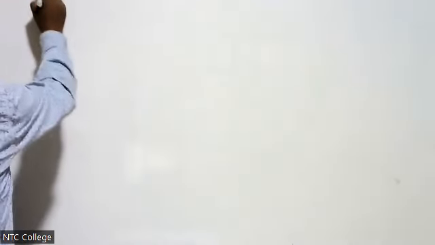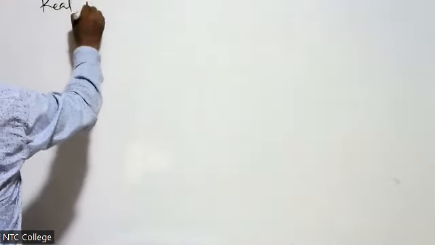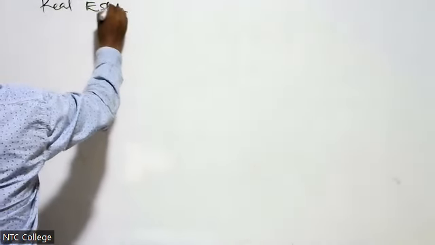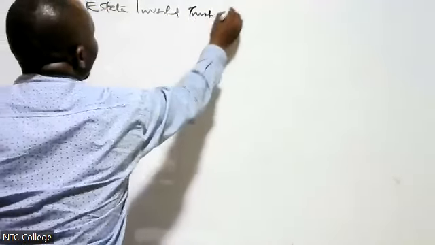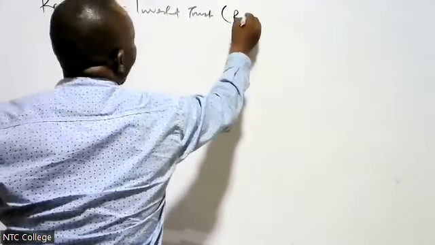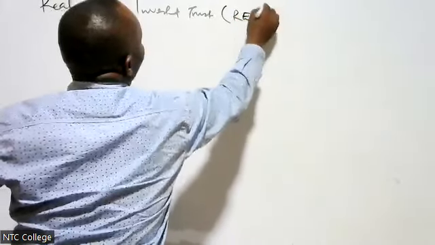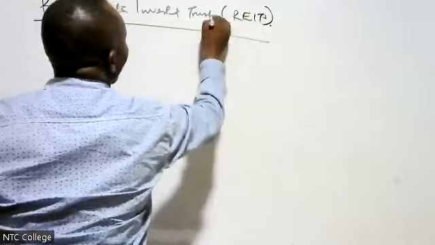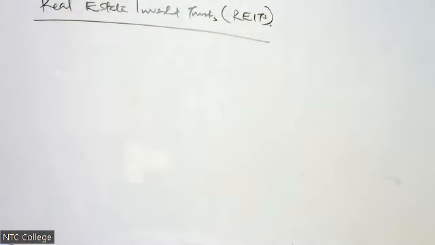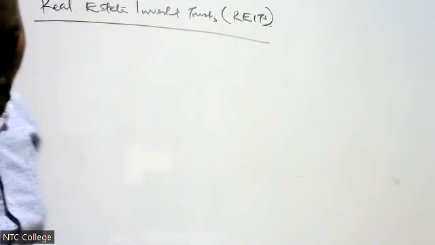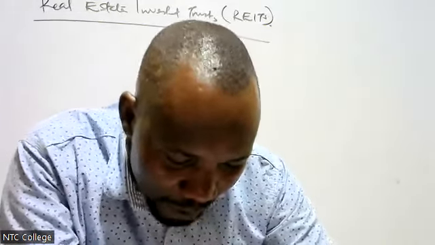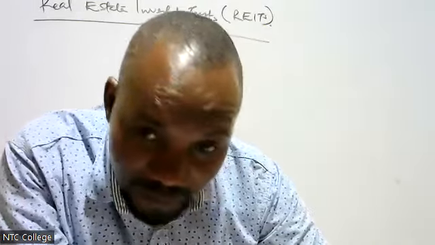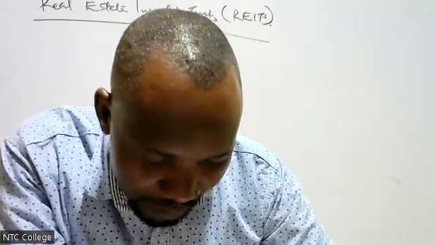So let's proceed. You write real estate investment trust. You say that these are companies which buy and sell properties. That is the first thing.